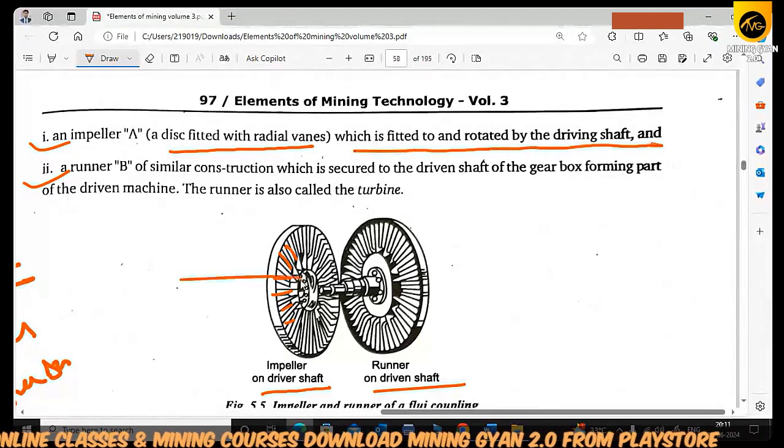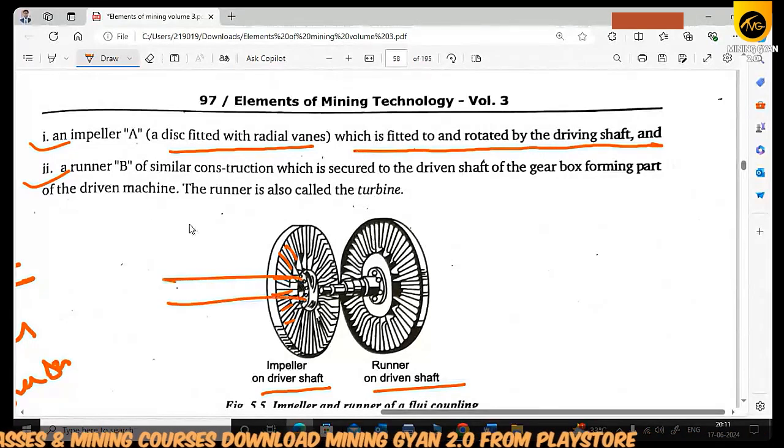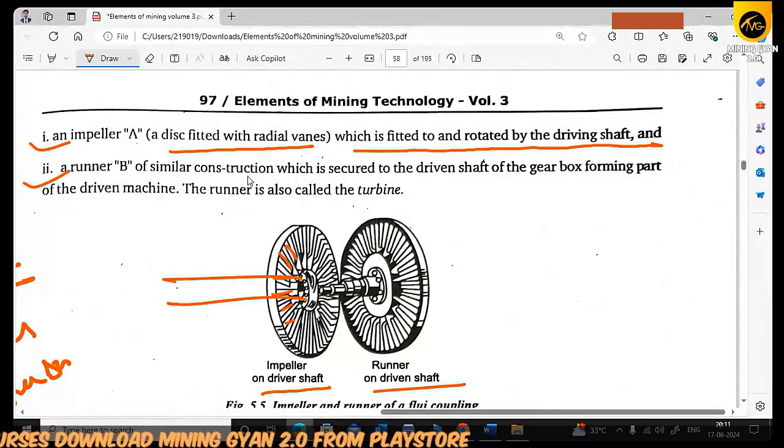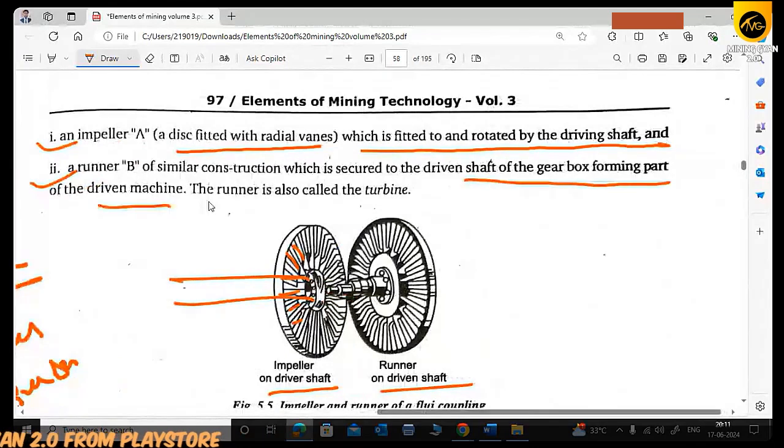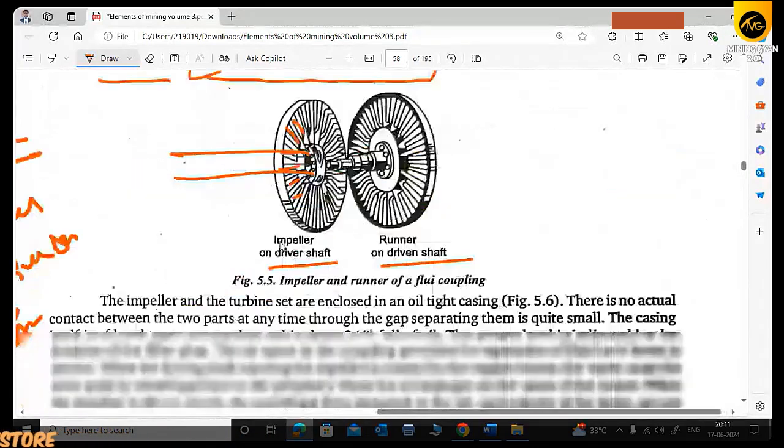जो ये shaft से connect होता है, जो drive करता है इसको. Okay, and the runner B is a similar cone-type construction which is secured to the driven shaft of the gearbox, forming a part of the driven machine. The runner is also always a turbine. Runner को हम turbine बोलते हैं. Okay, so understand the concept.